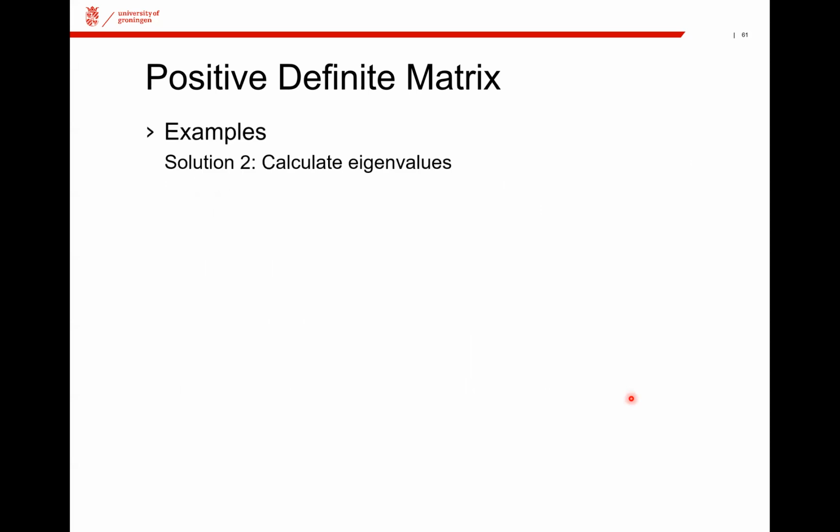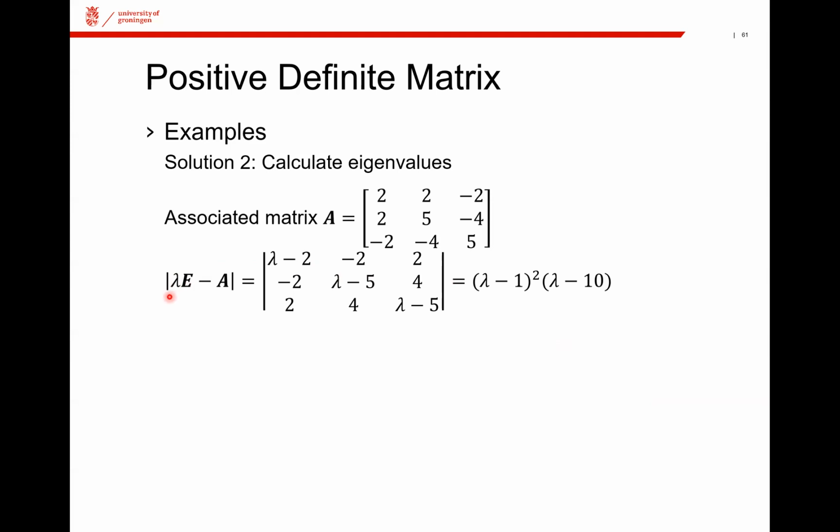And another method is to calculate the eigenvalues. So similarly here, we just use lambda times E minus A and calculate the determinant of this matrix, and this will be equal to 0. I missed that here, it should be equal to 0. Then after the calculation, the eigenvalues are 1, 1, and 10. So all eigenvalues are positive. So the matrix is a positive definite matrix.